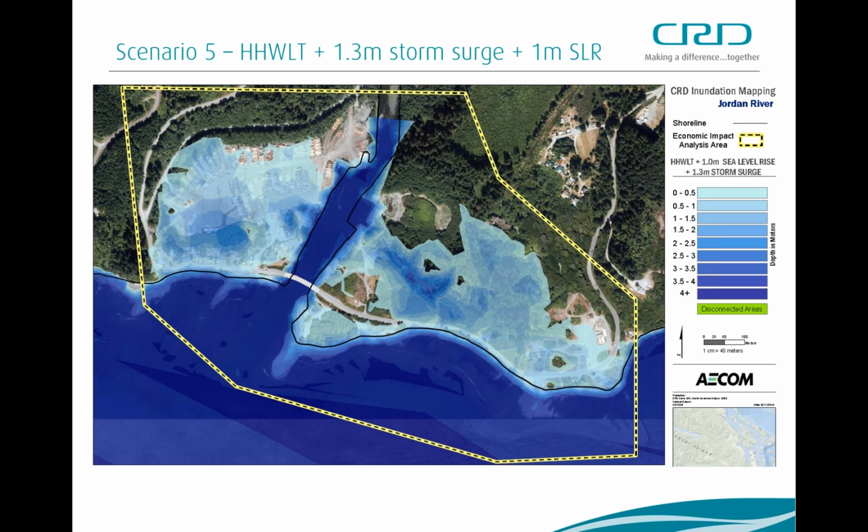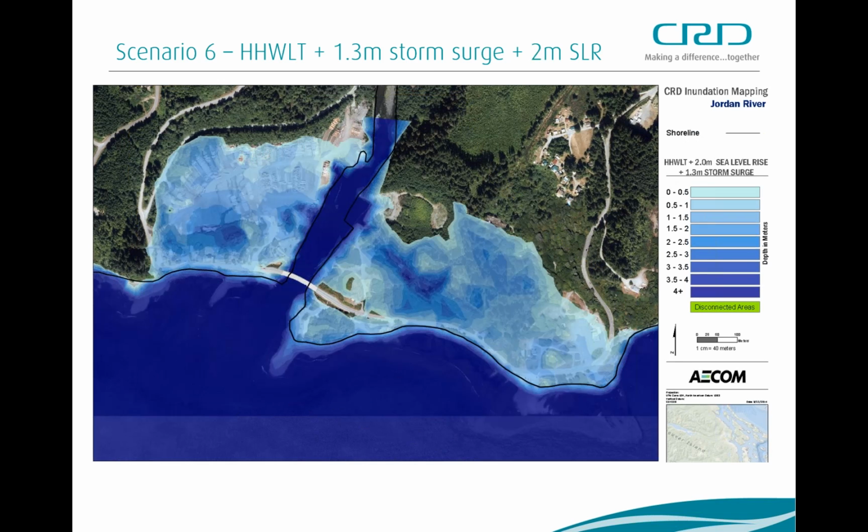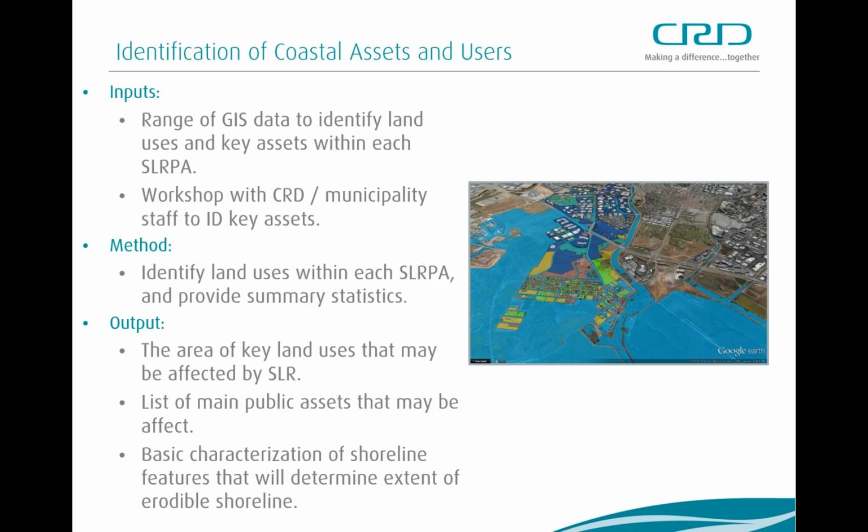So the second scenario that was mapped for all 24 sites was the year 2100 scenario with 1 meter sea level rise and the higher high water large tide. The third one is the year 2200 scenario with just sea level rise and average high tide. The fourth scenario, we added in a storm surge, so that's the year 2150 with a 1.3 meter storm surge. So again, that's a 1 in 500 year storm with average high tide.